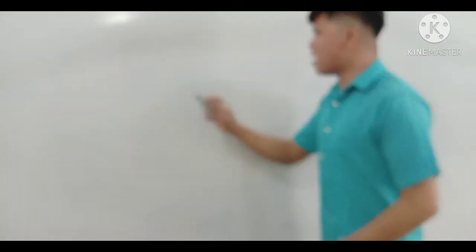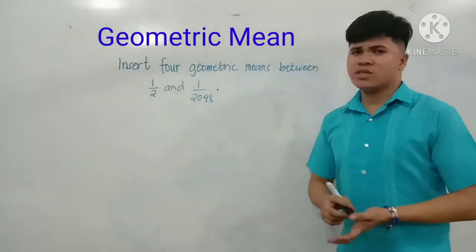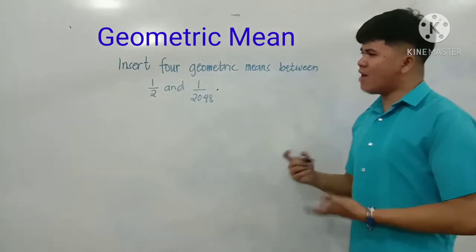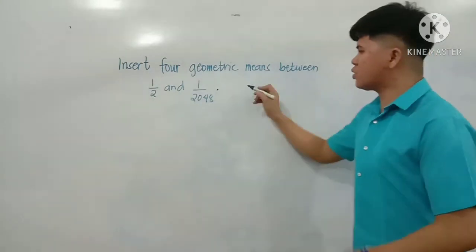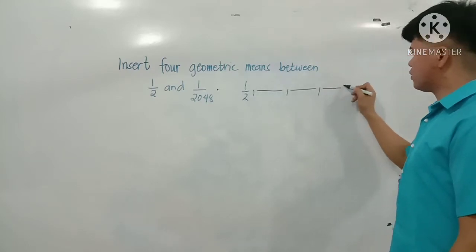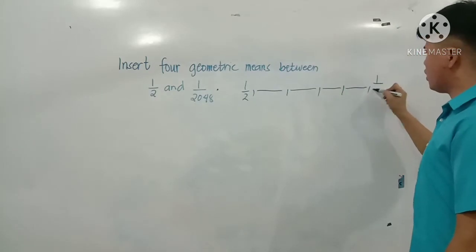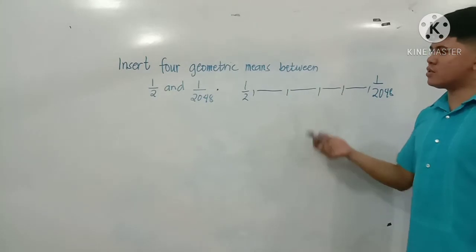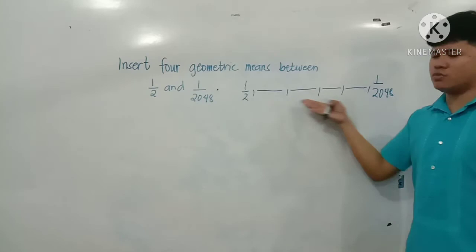Another example, let's say we have to insert 4 geometric means between 1/2 and 1/2048. So we have to analyze the problem first. It says we have to insert 4 geometric means between these given two terms. So our first term is 1/2 and we have to insert 4 terms, to be followed by the last given term, which is 1/2048. So we have to determine first the common ratio in order to find the values of these missing terms.